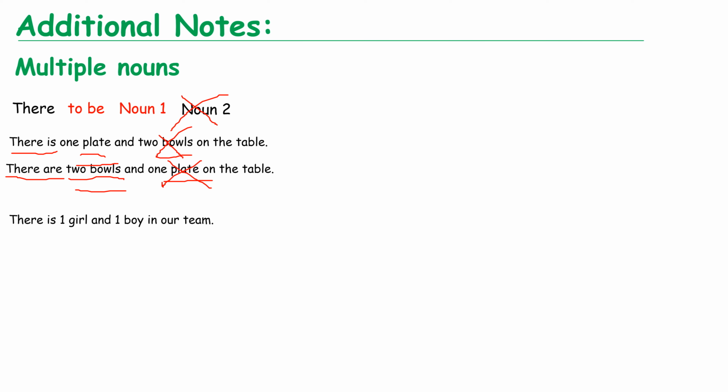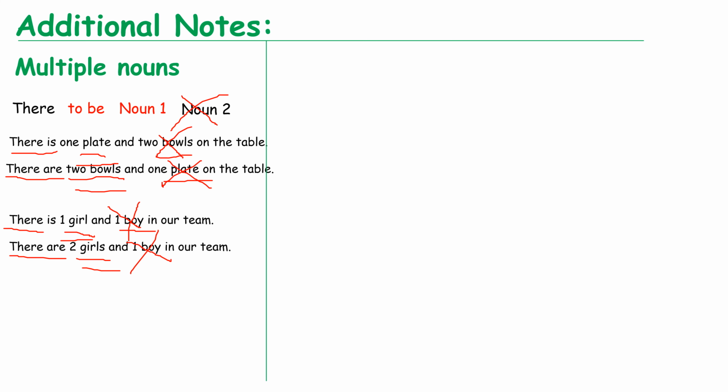There is one girl and one boy in our team. Here we have two nouns, girl and boy, in the same sentence. We say there is because our first noun is in the singular form, and the second noun plays no role in determining the expression there is. There are two girls and one boy in our team. In this sentence, however, we say there are because our first noun is in the plural form, and the second noun plays no role in determining the expression there are.